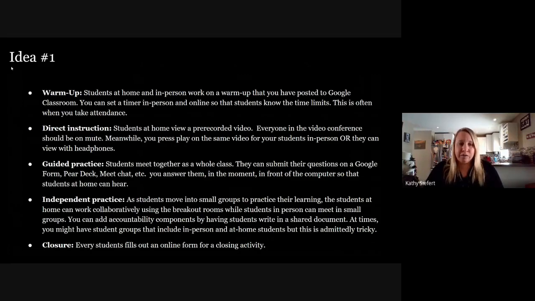And then finally, you have your closure activity. So, Google Forms are a great exit activity. Just a quick couple of questions to have the students complete at the end of the lesson to gauge their understanding.